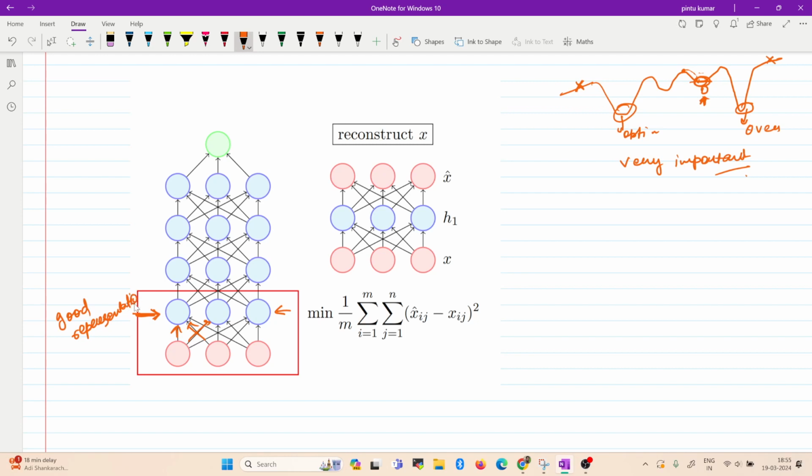So if you are initializing from a point where this particular layer is a good representation of your previous layer, then this can be very exciting, right? That it is able to represent your previous layer very well. So that's why you are initializing your model in that particular way.